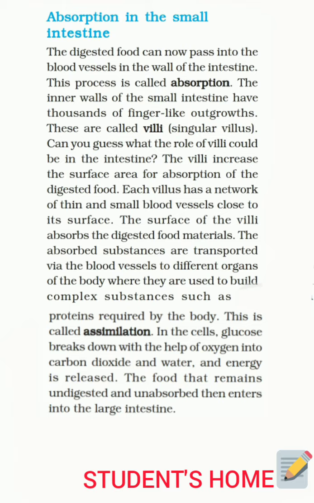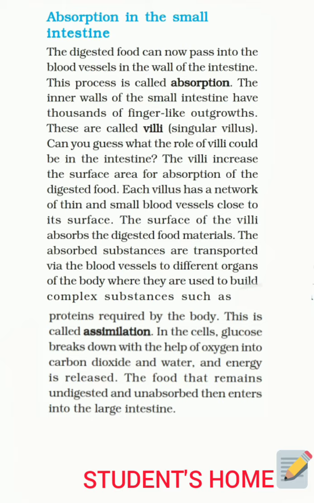The inner wall of the small intestine has thousands of finger-like outgrowths. These are called villi. The villi increase the surface area for absorption of the digested food. Each villus has a network of thin and small blood vessels close to its surface. The surface of the villi absorbs the digested food materials. The absorbed substances are transported via the blood vessels to different organs of the body, where they are used to build complex substances such as the proteins required by the body.